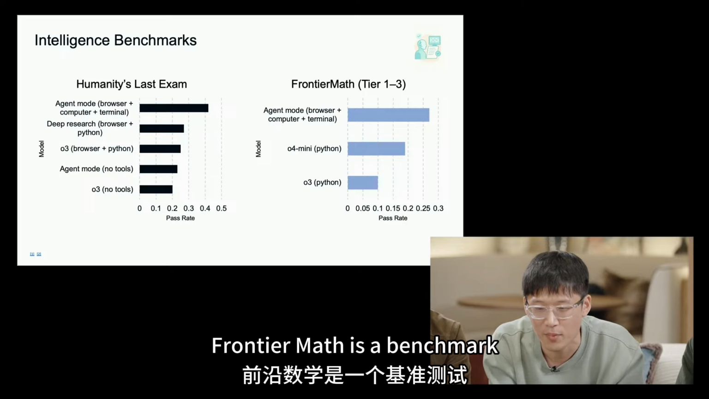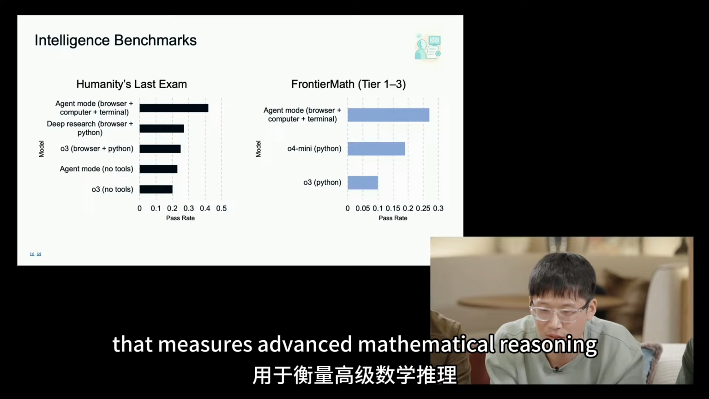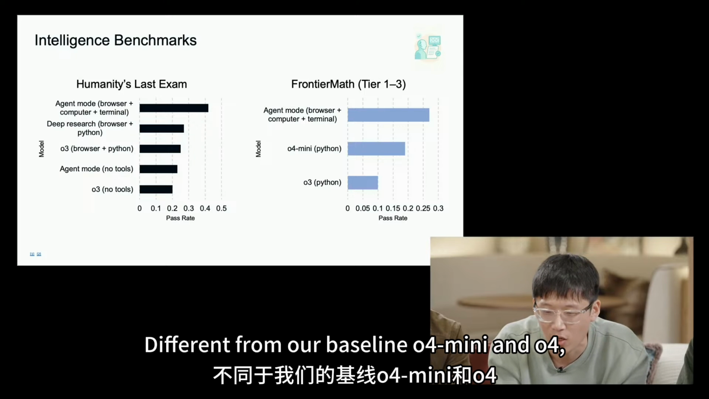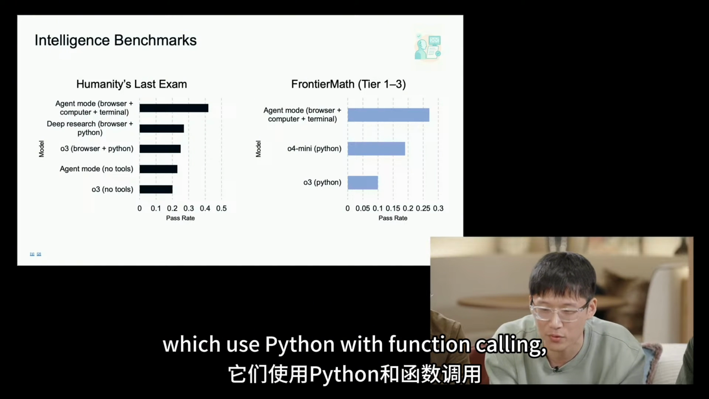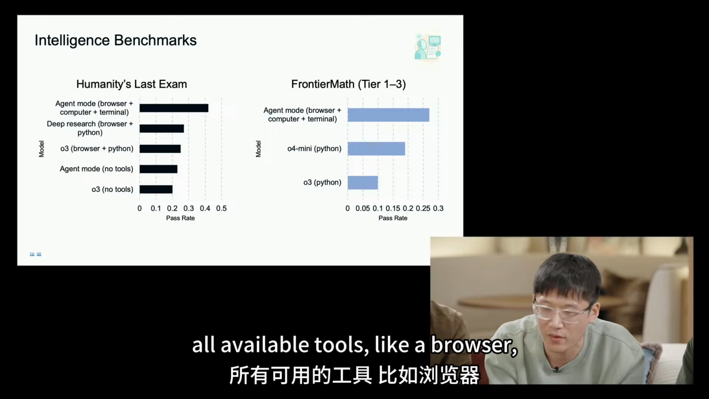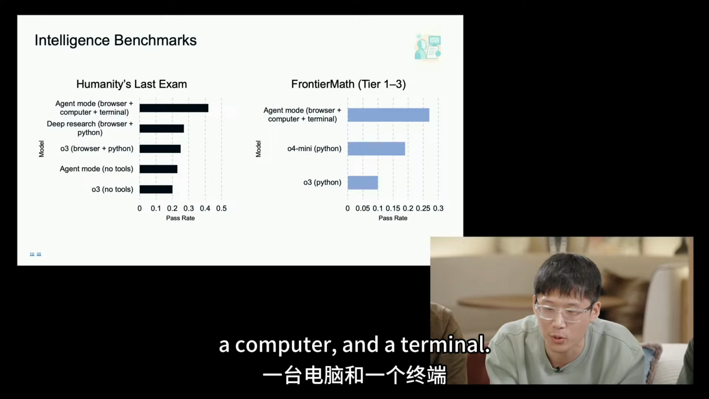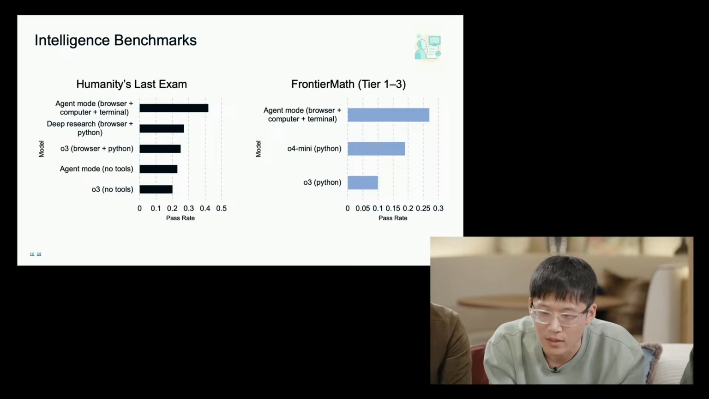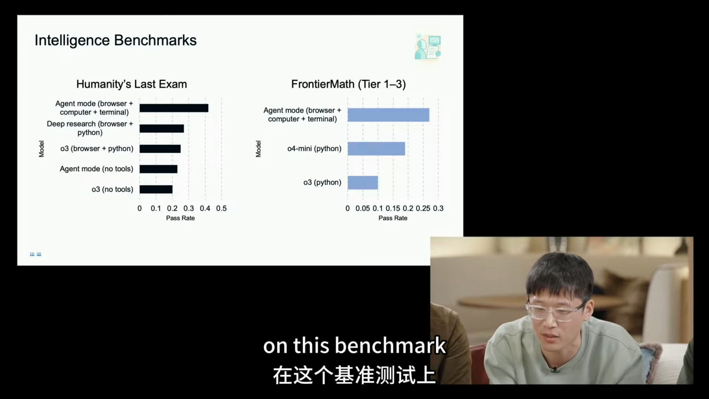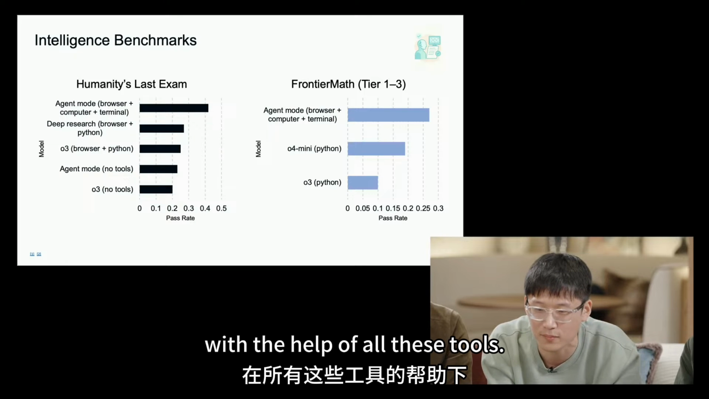FrontierMath is a benchmark that measures the advanced mathematical reasoning ability of models. Different from our baselines, o4-mini and o3, which use Python with function calling, we give the agent model all available tools, like a browser, a computer, and a terminal. The agent achieves a new state-of-the-art of 27% on this benchmark with the help of all these tools.